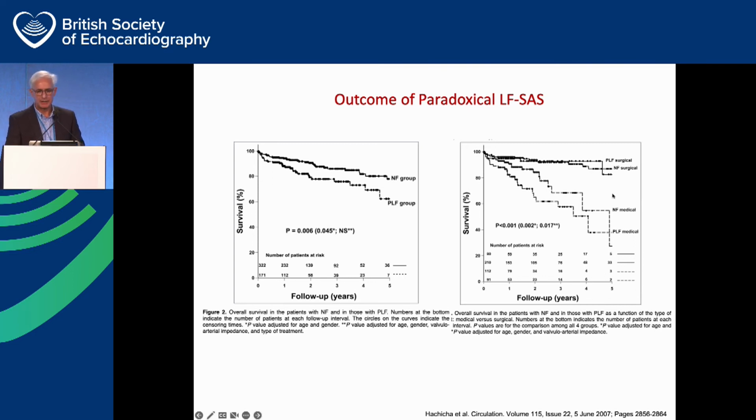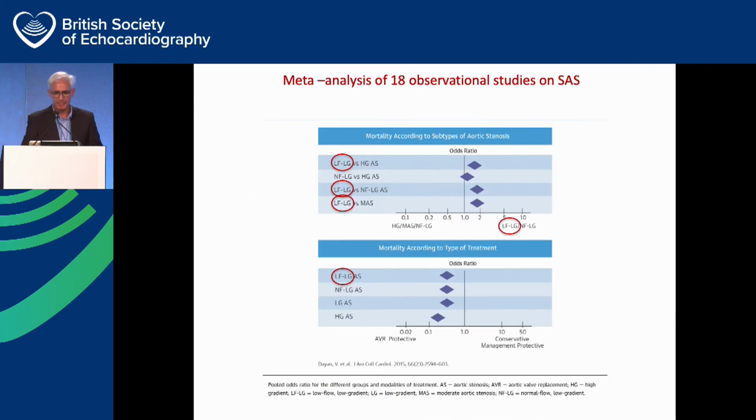More importantly, both the PLF and the normal flow patients benefit from surgery if they reach the severe aortic valve stenosis degree. That's the meta-analysis of 18 observational studies that was recently published, which shows that the mortality of the low flow, low gradient patients, or PLF patients, is worse compared to the other phenotypes, but all phenotypes, including the low flow patients, benefit from aortic valve surgery compared with medical treatment.